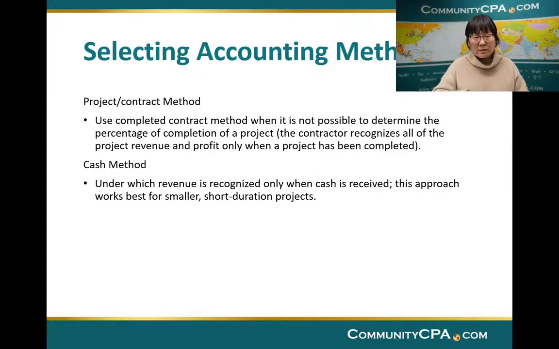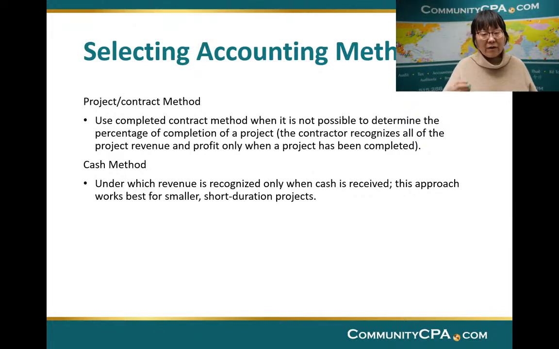As long as you consolidate all of your expenses and income at the end of the year and report that properly on your corporate tax return, you should be good. You should be okay. So with that said, I want to pause right here and let's rethink about the accounting method for a construction company.